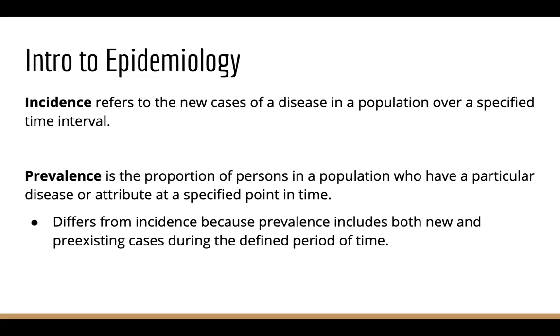So incidence refers to the new cases of a disease within a population at a specified time interval. And prevalence is the proportion of people within a population who have a particular disease or attribute within that defined period of time. The difference between these two, and I know they sound very similar, I just wanted to point out the difference, is that incidence only refers to new cases, whereas prevalence refers to both new and pre-existing cases in that defined period of time.